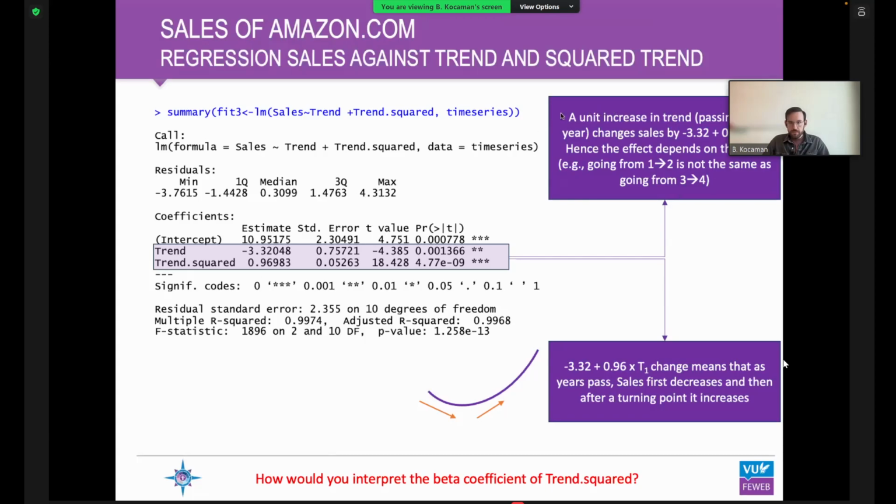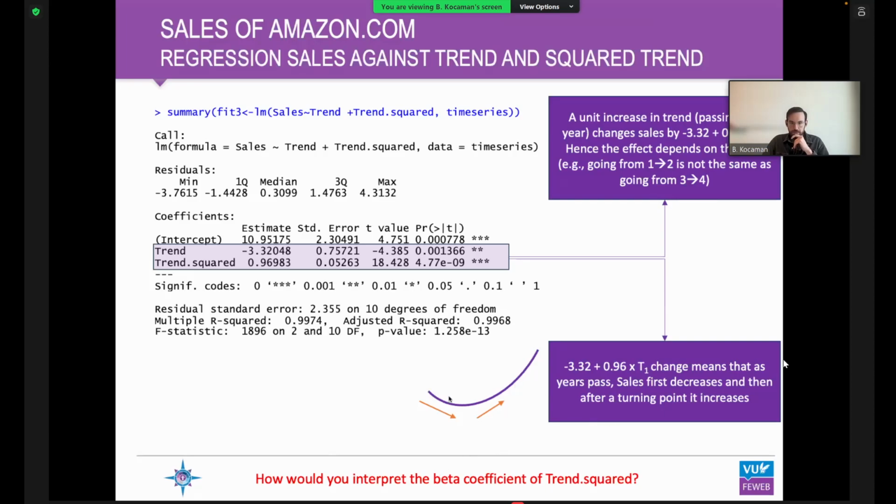And this actually means that a unit increase in trend, so it also means passing of a year, changes the sales by minus 3.32 plus 0.96 times the trend itself. This means that the effect of the change of a year depends on which year you're in, or which trend you're at. Going from 1 to 2 is not the same as going from 3 to 4, because you need to plug in the trends here.